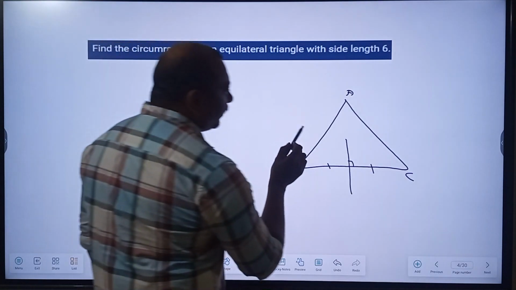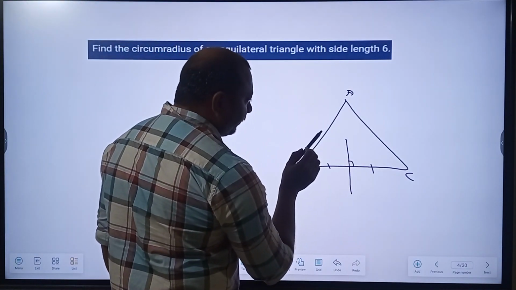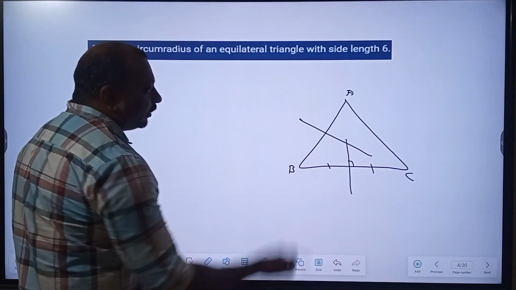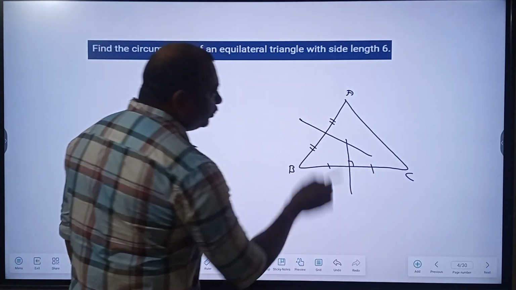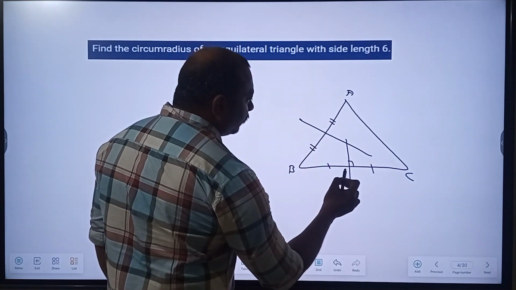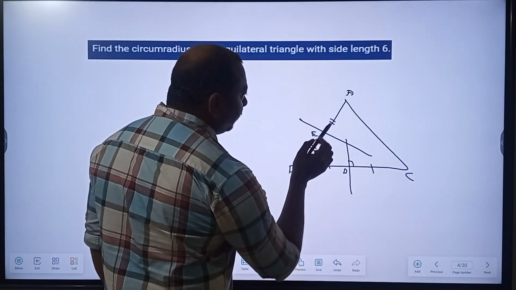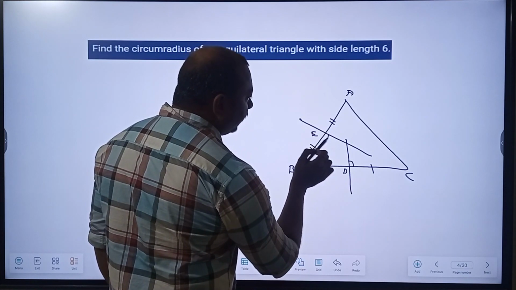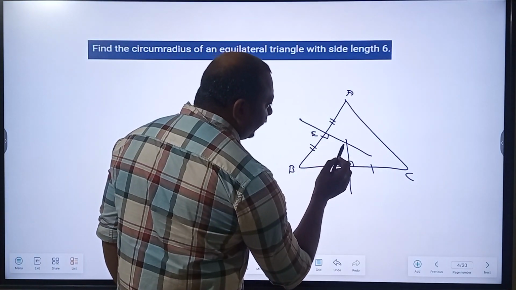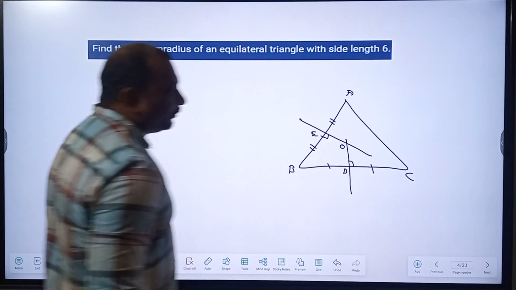Right? And next one more perpendicular bisector I am considering this one. Right? This also definitely passes through the midpoint of AB, and it is perpendicular to AB. This intersecting point I am treating as some O.